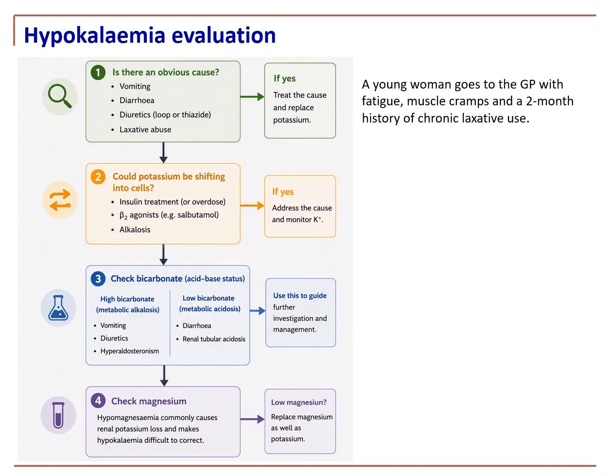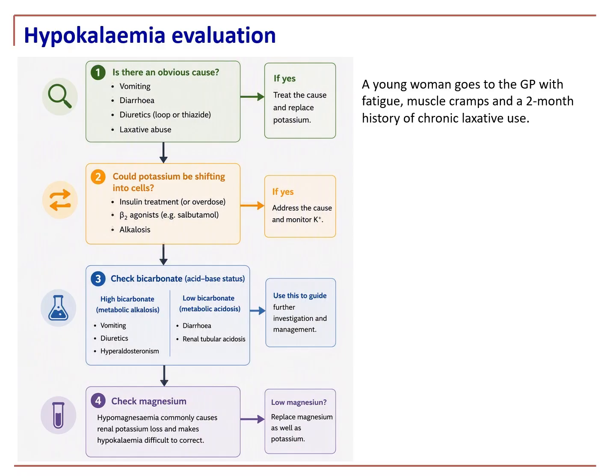So someone might come in, a young woman goes to the GP with fatigue, muscle cramps, and a 2-month history of chronic laxative abuse. So obviously the key here is the 2-month history of laxative use. So in this case, you've already found the most likely cause before you've gone anywhere else.